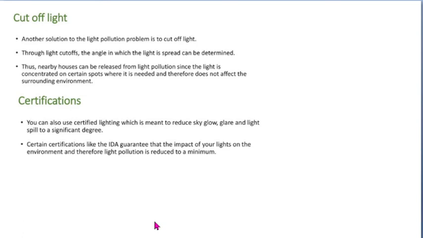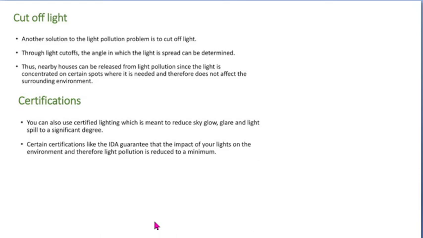Then cut off lights. Another solution to the light pollution problem is to cut off light. Through light cut-offs, the angle in which the light is spread can be determined. Okay, so for example, when you are using some lights, it focuses on certain areas at an angle. Okay, so that is the cut-off light. So thus nearby houses can be released from light pollution since the light is concentrated on certain spots where it is needed and therefore does not affect the surrounding environment.